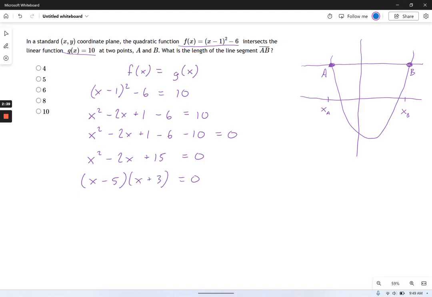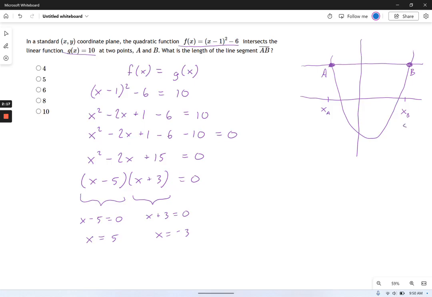And now using the zero product theorem, you can say, okay, that equals 0. So x minus 5 equals 0. That's one of my solutions. The other solution is this right here, x plus 3 equals 0. So this gives me two things: x equals 5 and x equals negative 3. Those are the two locations where the functions are equal to each other.